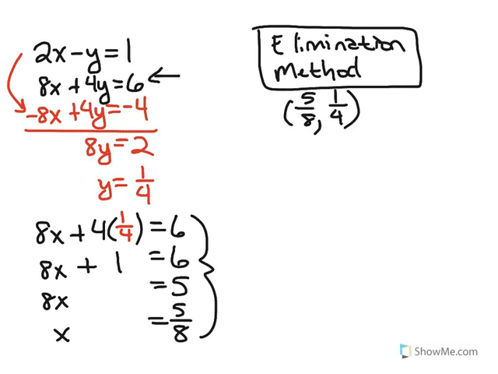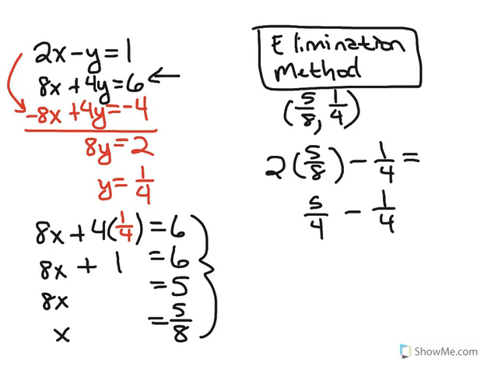Let's find out. Take 2 times 5/8 minus 1/4. Well, 2 times 5/8 is 10/8. 10/8 reduces to 5/4. So we have 5/4 minus 1/4, which is 4/4, which is 1. So that works. And our solution is correct. 5/8, 1/4 is the point where these two lines intersect.